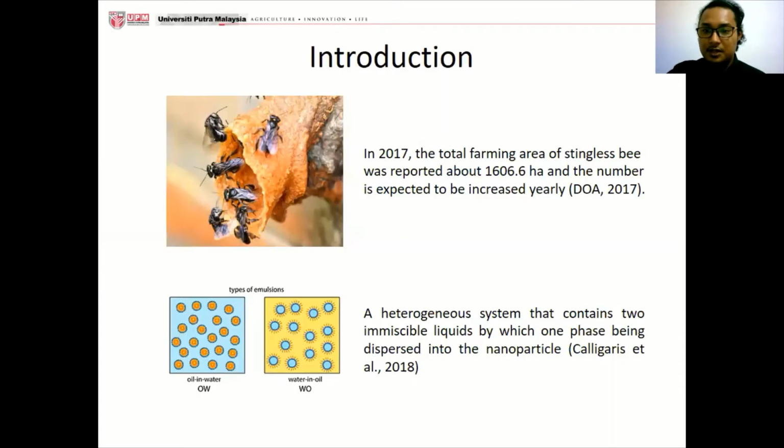Formulation of chloride honey nanoemulsion using high pressure homogenizer. In 2017, the total farming area of stingless bee was reported to be around 1600 hectares, and the number is expected to increase yearly.